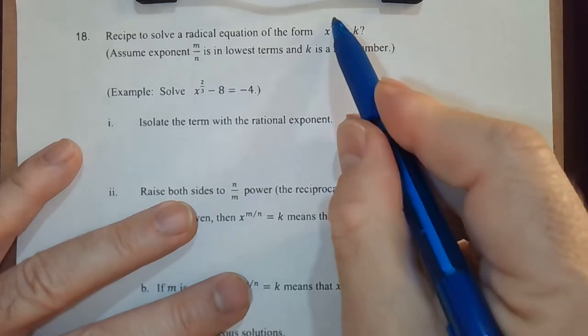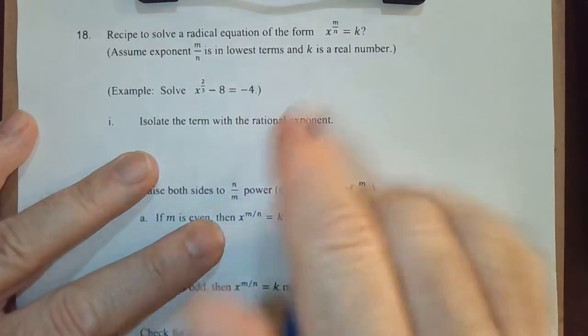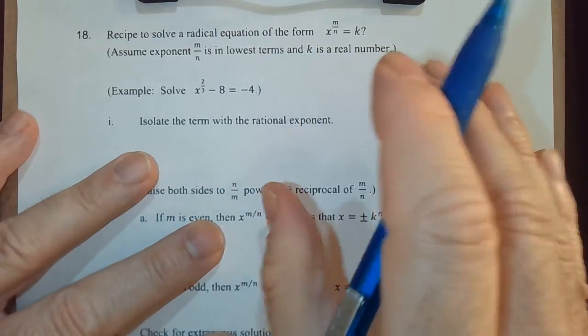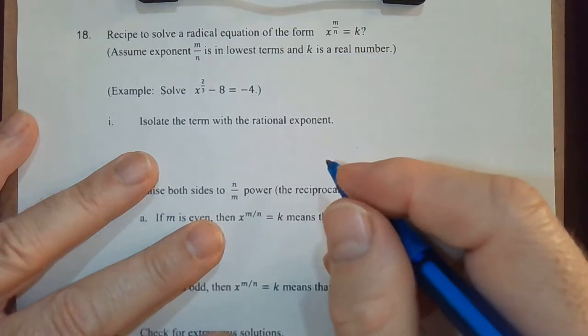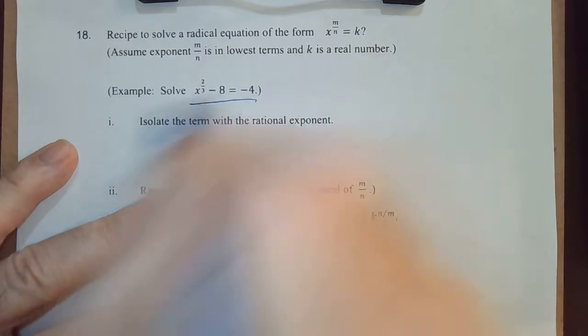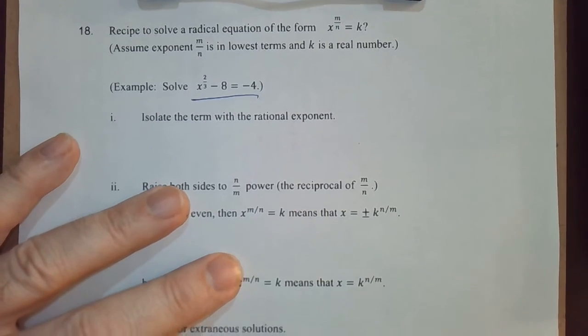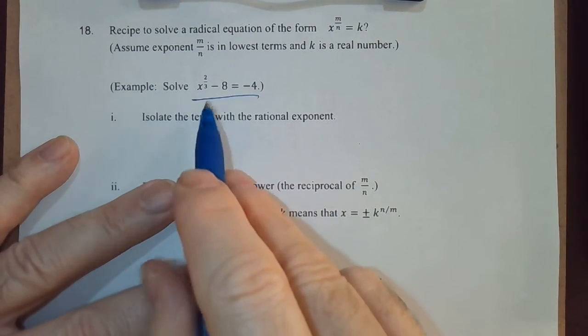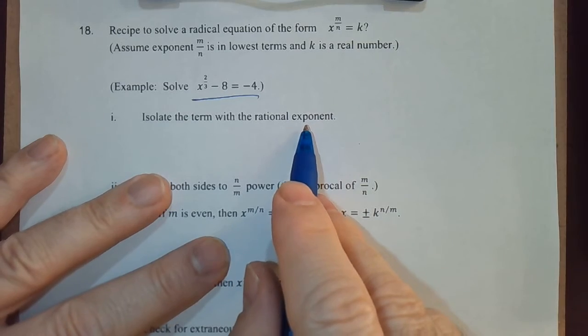So, m over n is the rational exponent. We'll assume that it's in lowest terms, a fraction that's been reduced, and k is just some real number. The example we'll use in this recipe is right here. So, step number 1: isolate the term that has the rational exponent in it.